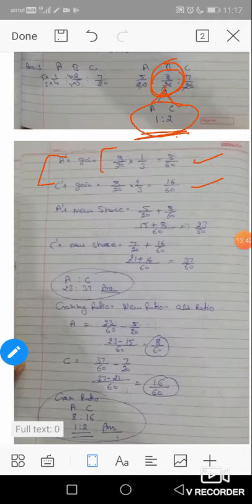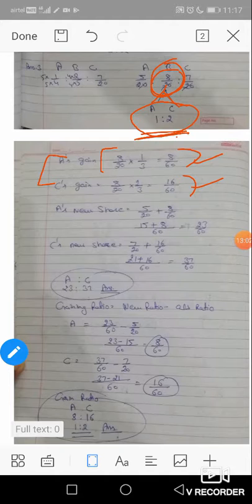16 upon 20. So A's gain is 8 upon 20 multiplied by 1 upon 3 and C's gain is 8 upon 20 into 2 upon 3. Then 8 upon 60 is taken by A and 16 upon 20 is taken by C. Okay. These are the gain of A and C.